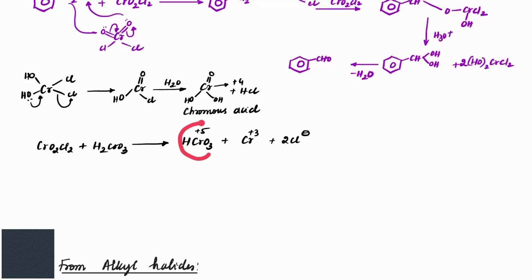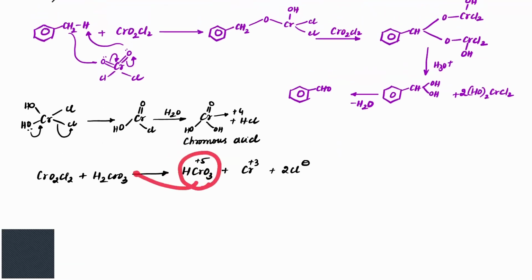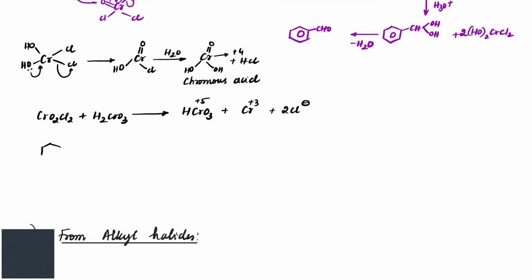So this +5 oxidation state species will again attack in a similar way here. So we will get benzene with toluene plus HCrO3 also. That would also, on hydrolysis, eventually give us aldehyde, and that chromium will convert into Cr+3.